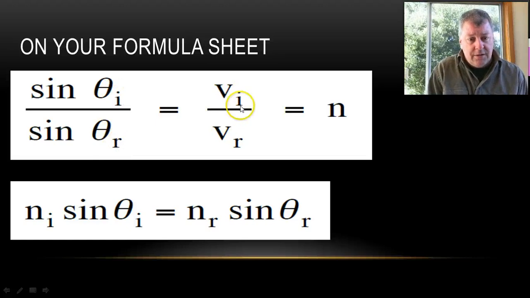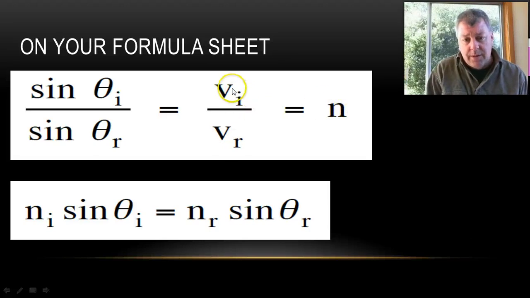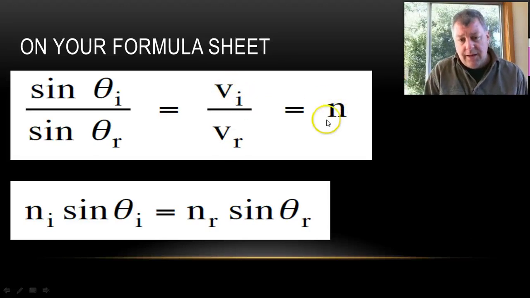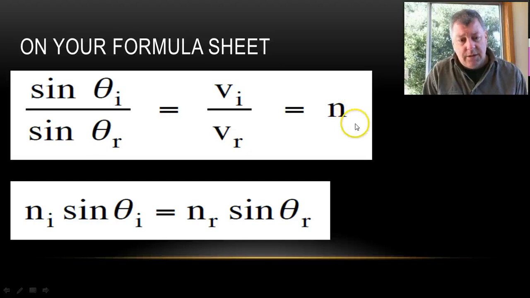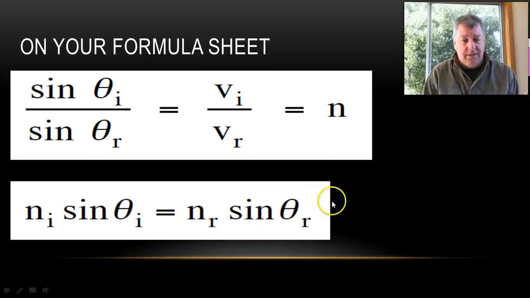So this is the velocity in medium 1, velocity in medium 2, and this would be the absolute refractive index only if this was air. If this is not air, this is a relative refractive index, just to confuse you even more. And then it's restated like this.